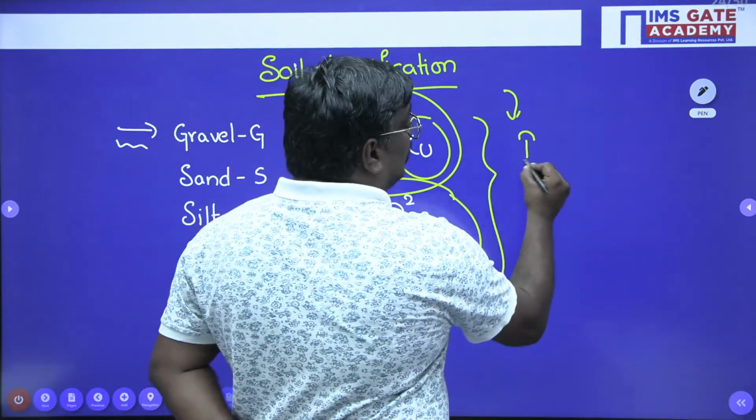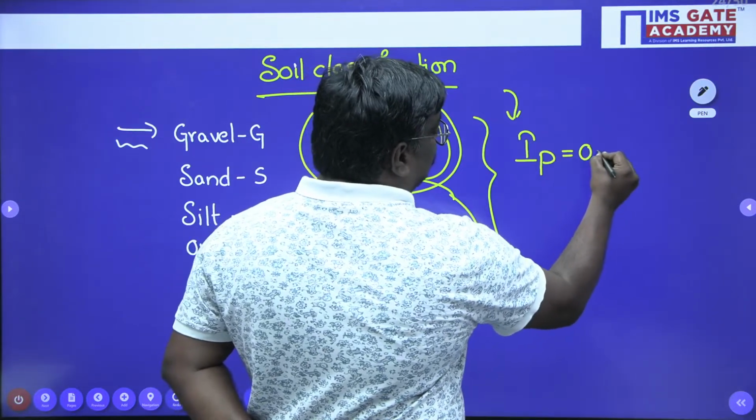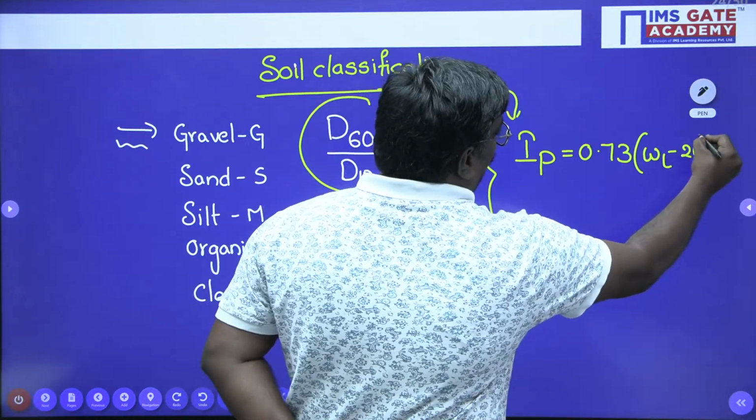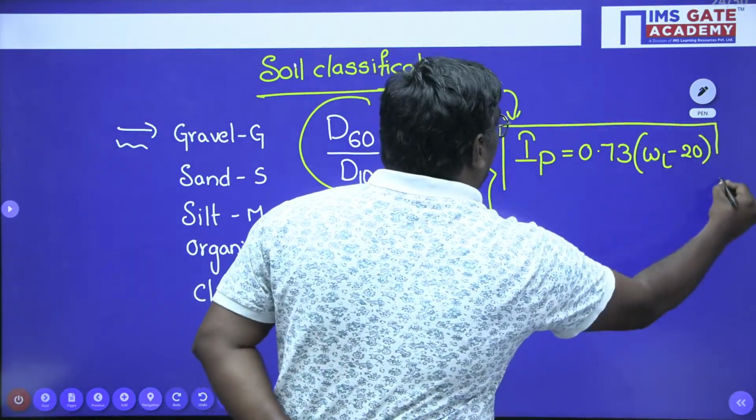And when I talk about the other important thing, see students, here we have the equation of A line. So IP is equal to, what is the equation of A line? 0.73 into liquid limit minus 20. This is the equation of A line.